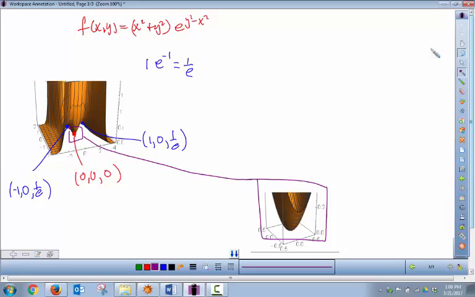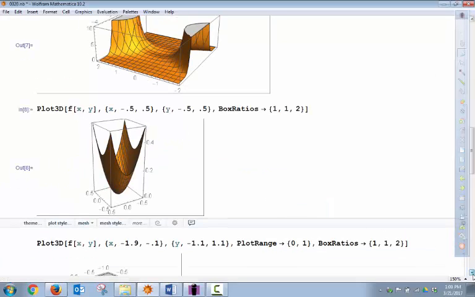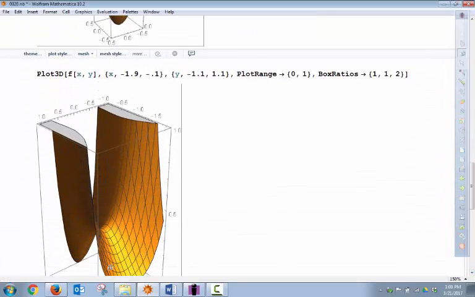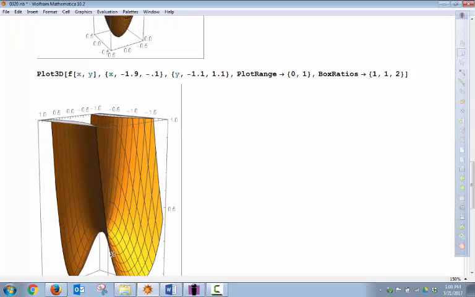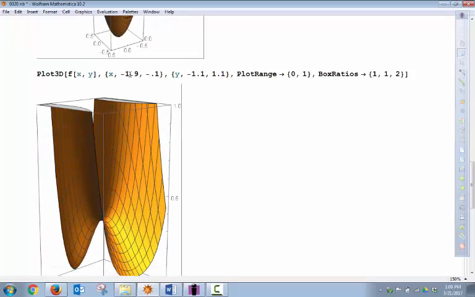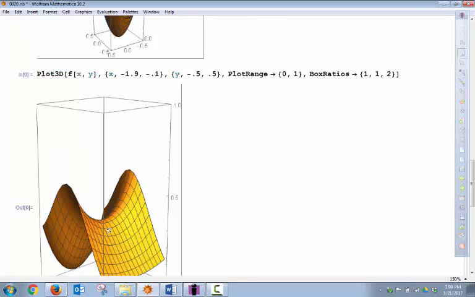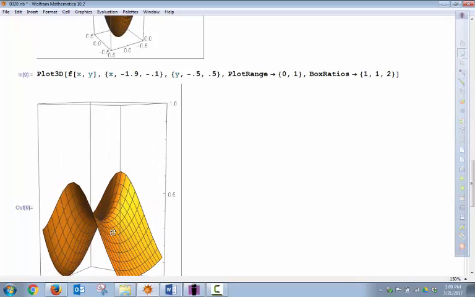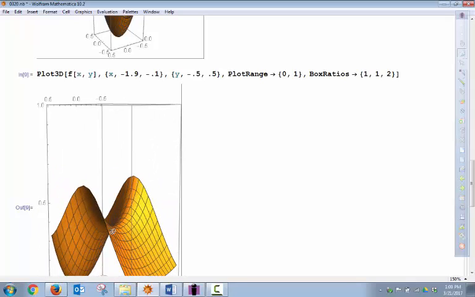Let's take a look at the saddle points and try to imagine what the saddle point actually means. So for the saddle points, I zoomed in on this one. I zoomed in around (-1, 0). I suppose I could have made this 0.5 also. So I can clearly see the saddle shape of this thing.